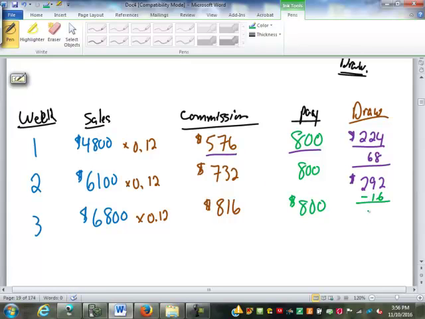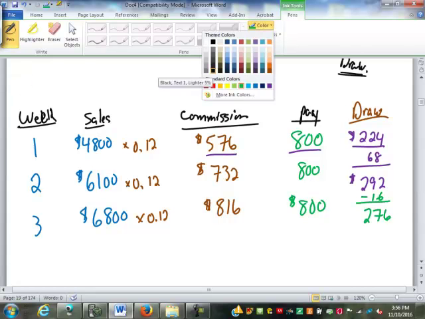$16 goes to that draw. Basically, the draw is a floating loan. It's a rotating line of credit. You subtracted it because you earned more. So basically you're paying back that $16.